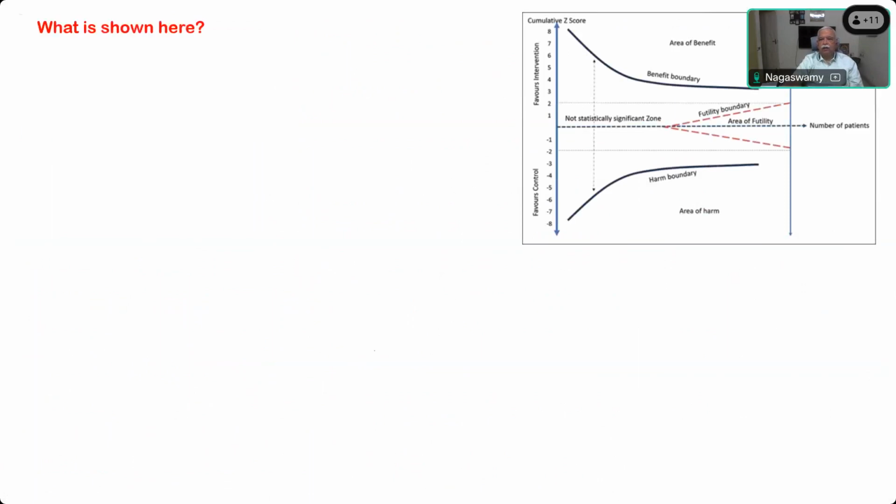This is another new thing which has come in the journal, because I don't expect you to know. What is shown here is a trial sequential analysis graph. What is it, and how is it used?